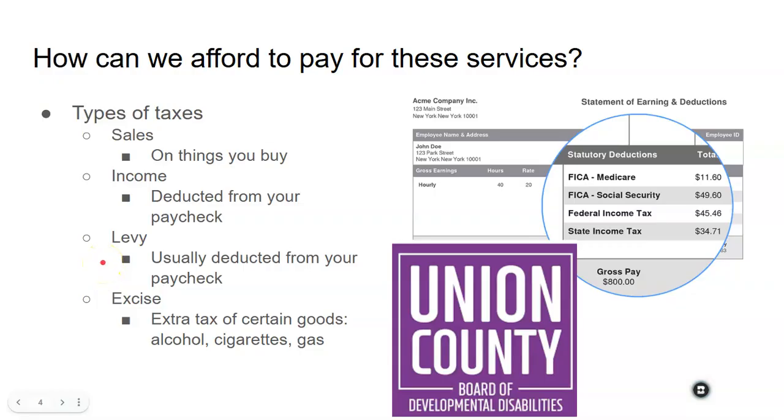Another way that we raise money to pay for these things is levies. Okay, so a levy is a tax that is voted on by the people that live there, and then they all agree to pay a certain percentage of their income, and then that money goes to support that service. So, for example, where I live, we just had a levy for our school district because my children's school needs some new school buildings, and so we passed a levy.